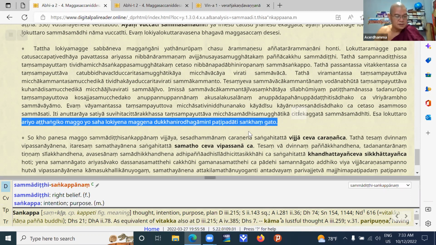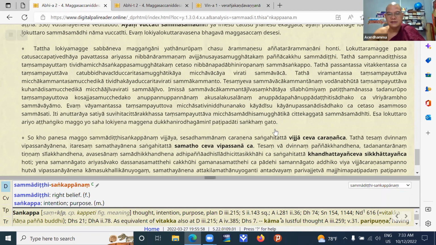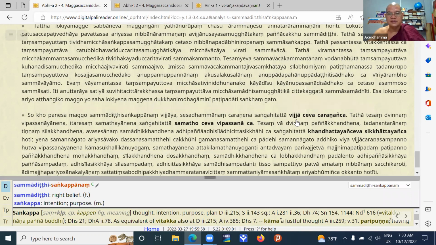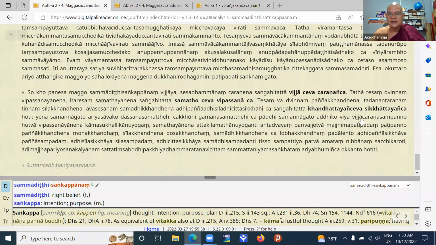Okay, let's go on. So, Katamo panesa Maggo, Samadhi ti Samma Sankappa Pannaya. In the original Pali, there is no classification of Vijja, Carana, or Samatha Vipassana, Khandha, or Sikkha. The Atthakatha classifies them as Vijja and Carana: whether these Eightfold Noble Paths belong to Vijja or to Carana, which part belongs to Vijja, which part belongs to Carana. In order to be clear about that, the Atthakatha mentioned this. Okay, let's see.